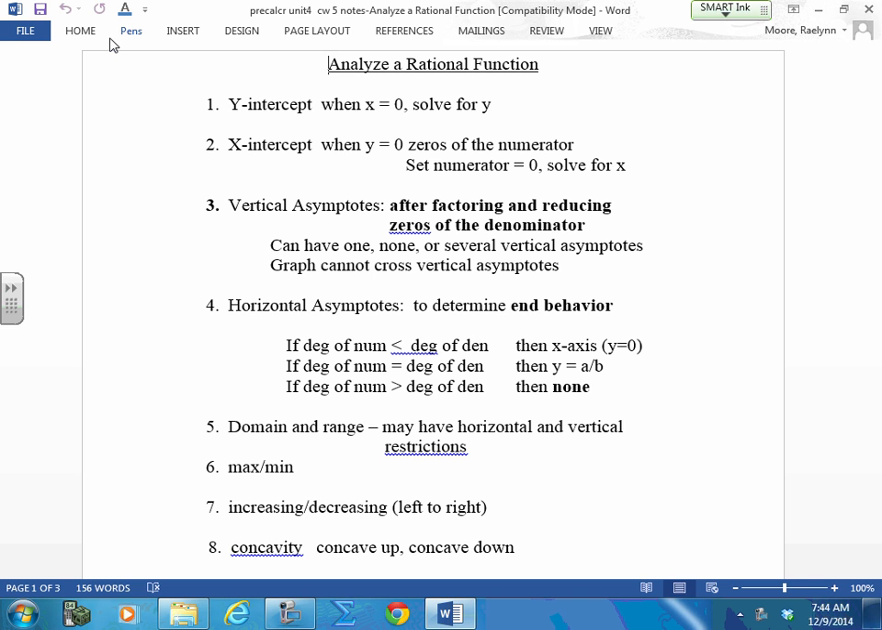Again, you find your intercepts the exact same way. We find our y-intercepts when we set x to 0. We find our x-intercept when y is the 0 of the numerator. Put a little star next to this. This is your zeros of your numerator. Okay? And we do a couple of days worth of this, so I do it step by step.